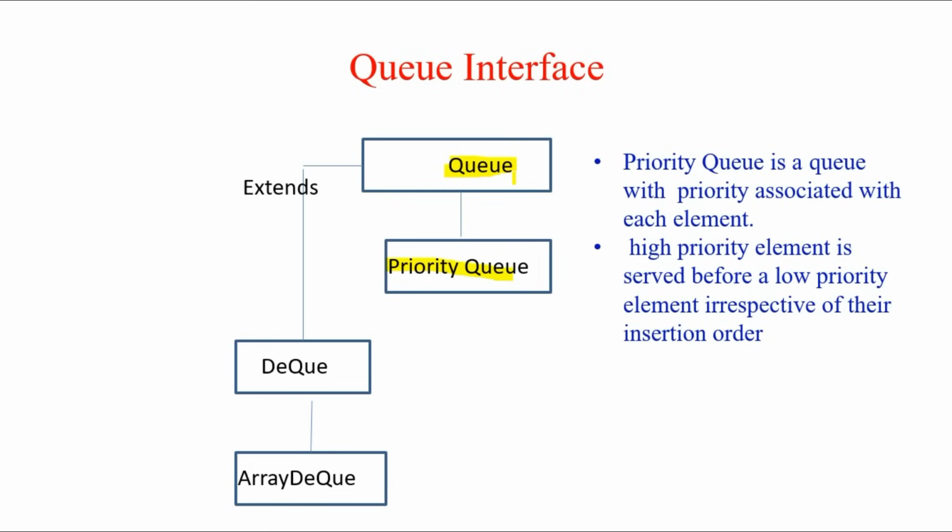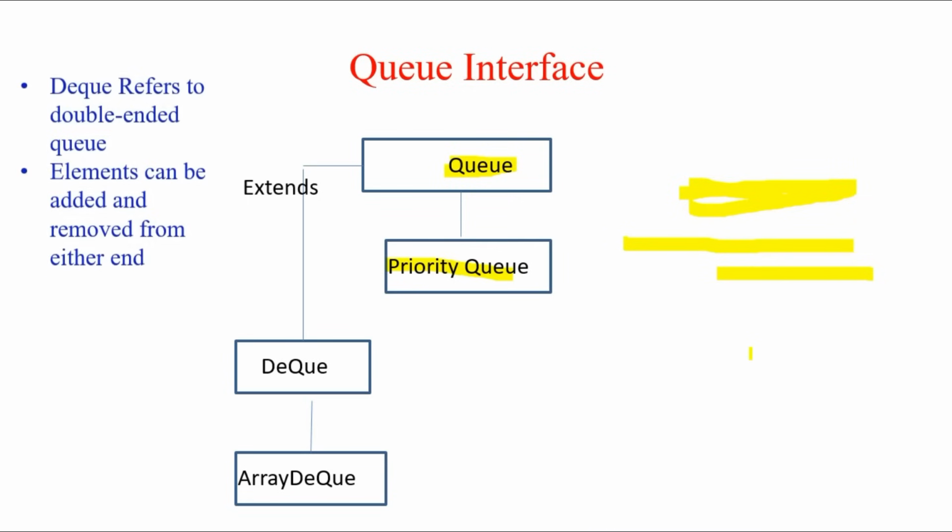Now what is the unique thing about priority queue? Priority queue is nothing but a queue with a priority associated with each element. So suppose I have added 5 elements, all these 5 elements will have some priority, 1, 2, 3, 4, 5, added, and always the highest priority element is served before the low priority elements irrespective of their insertion order. So it does not maintain the insertion order the way the queue does, but it maintains the elements with a priority number. So if the number of the particular element is higher, it will be served first before the lower priority elements. Now that was the unique feature of priority queue.